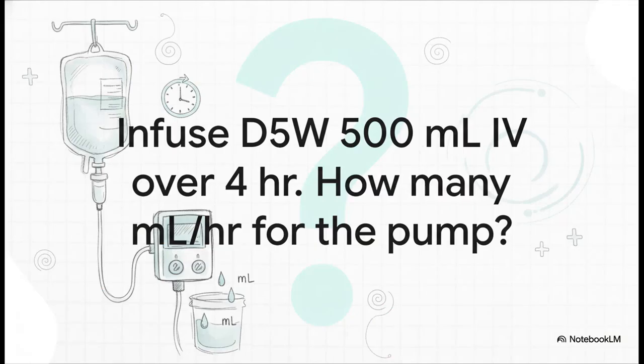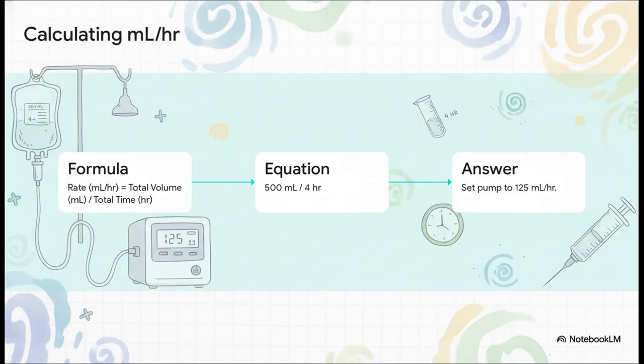This is your classic everyday IV pump problem. You've got a bag with 500 milliliters, and the order is to infuse it over 4 hours. The pump needs you to tell it one thing: how many milliliters per hour? And the formula here is refreshingly simple. It's just the total volume in milliliters divided by the total time in hours. So 500 milliliters divided by 4 hours gives us a rate of 125 milliliters per hour. That's the number you're going to program right into that pump.